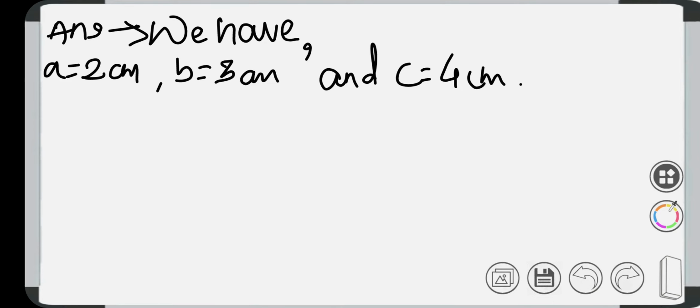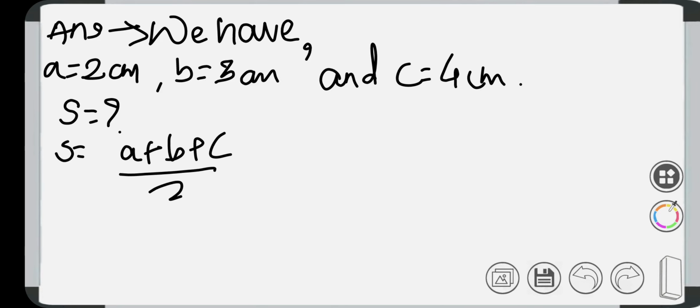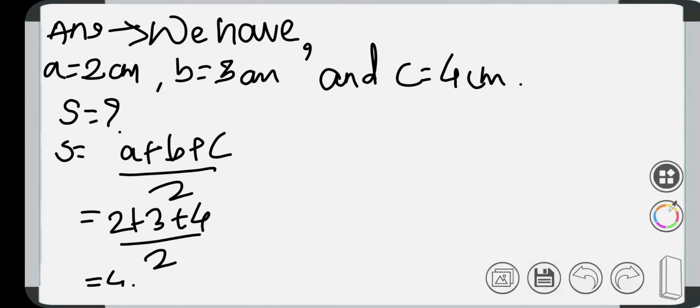Now what is the semi-perimeter? Let's calculate the semi-perimeter systematically. The formula of semi-perimeter is (a plus b plus c) upon 2, that is (2 plus 3 plus 4) upon 2, and we get 9 by 2, and in decimal form 4.5 cm. So the semi-perimeter of this triangle is 4.5 cm. How to calculate the area? Yeah, that is the main question here. Find the area of the triangle.